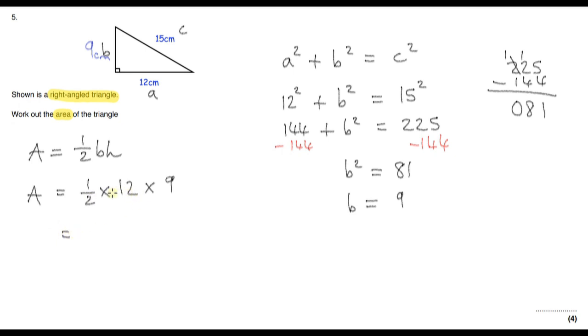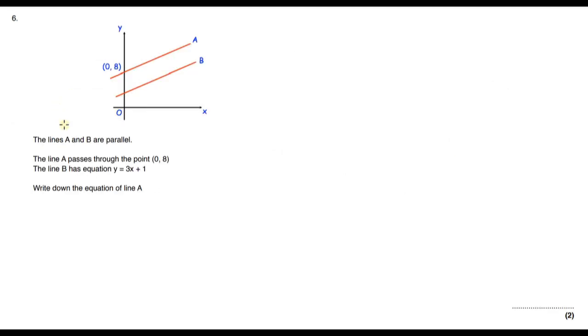So half of 12 is 6. 6 times 9 is 54. So it's going to be 54, and our units are going to be centimeters squared. Make sure you write your units. Sometimes the units are given to you, but they're not here. So make sure you include your units. Otherwise, you could potentially lose marks. So I'm going to write the whole thing. 54 centimeters squared.